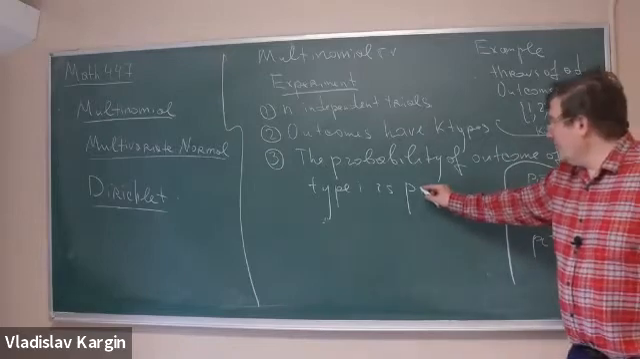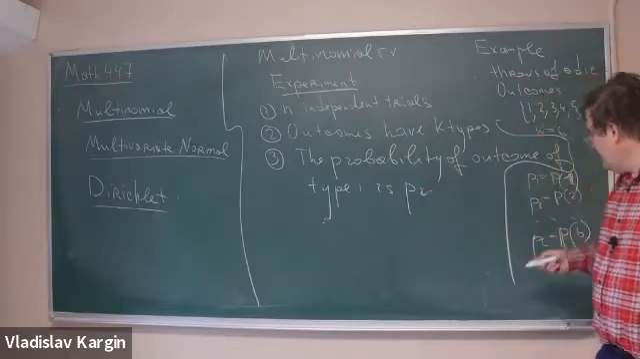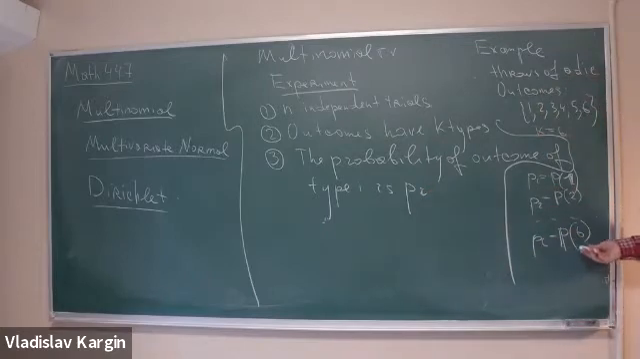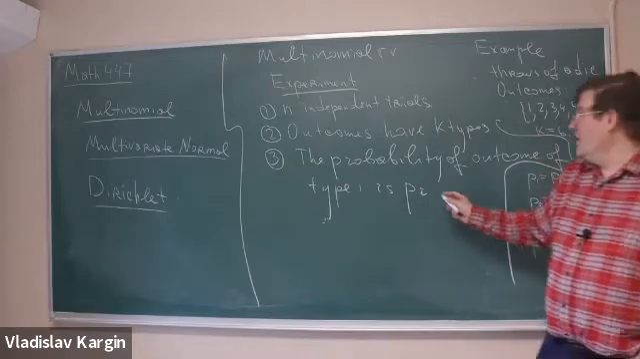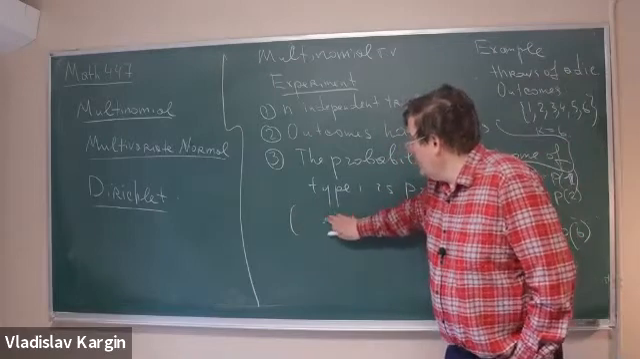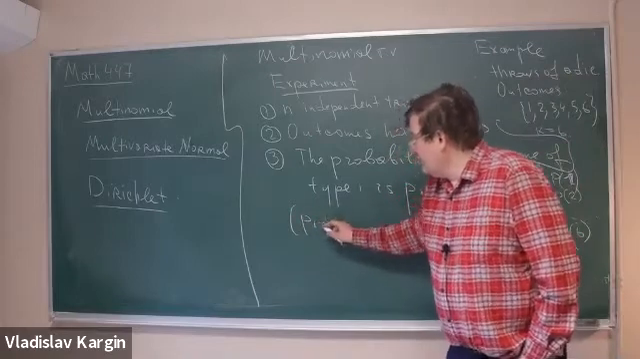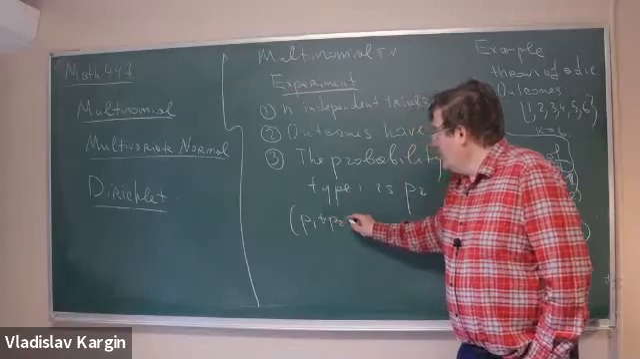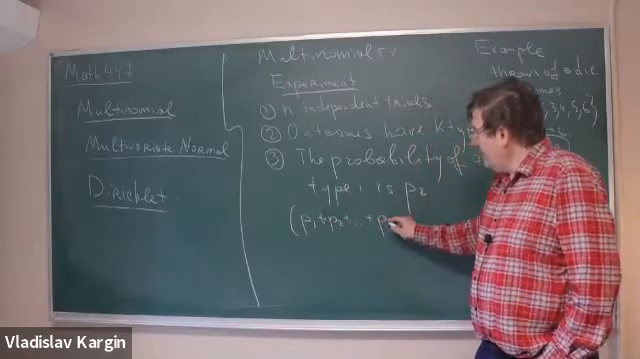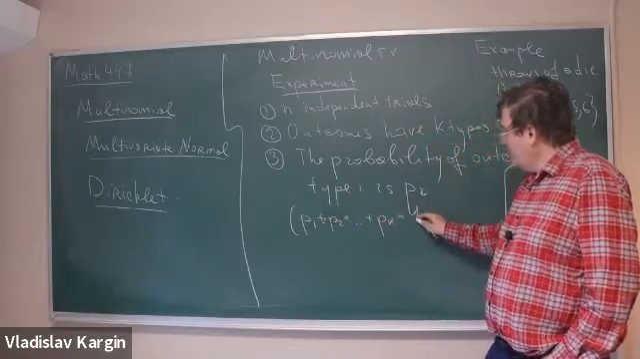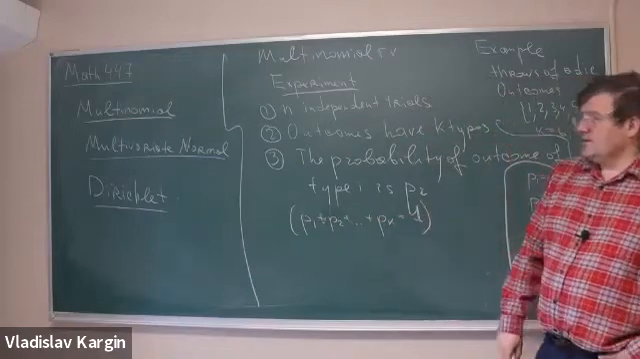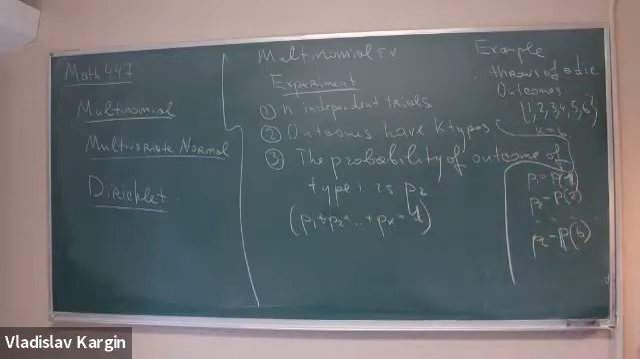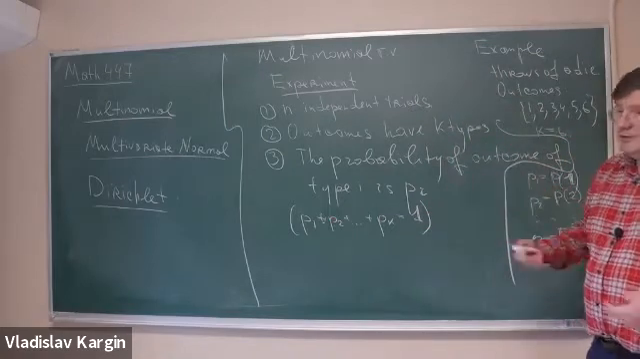Now this p_i must of course satisfy an equality: they should sum to 1, since these are all the possible types of outcomes. So p1 plus p2 plus so on plus pk is equal to 1. Now, this is the experiment, this is what we're doing.